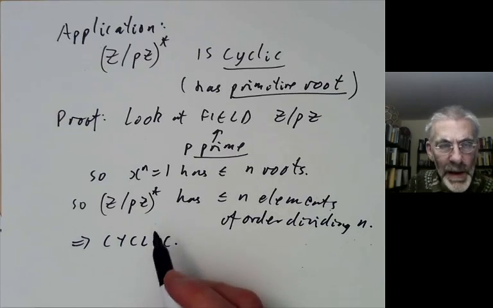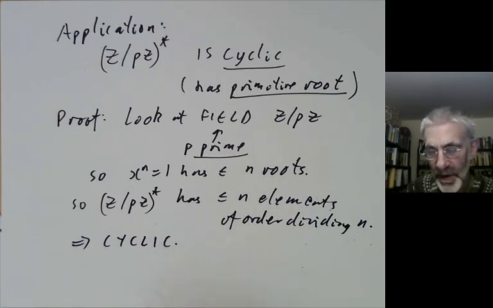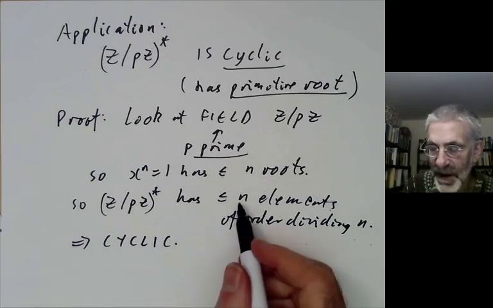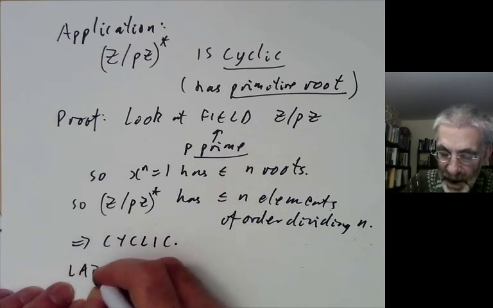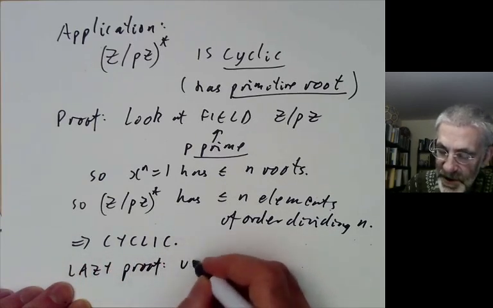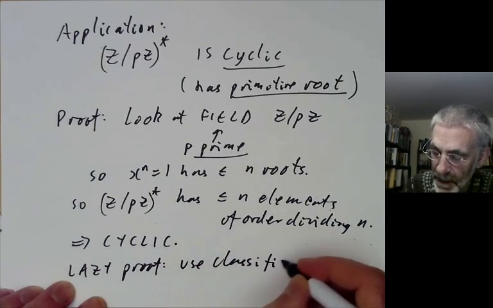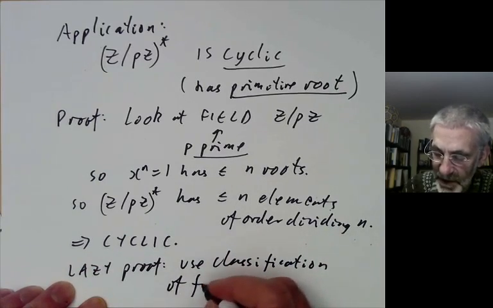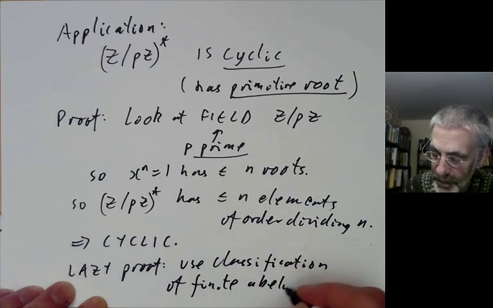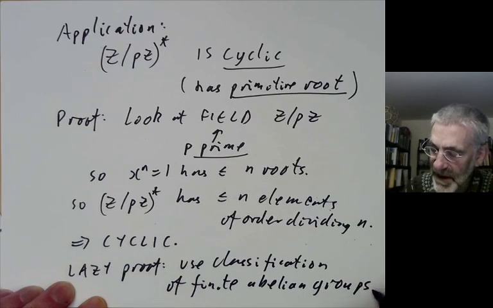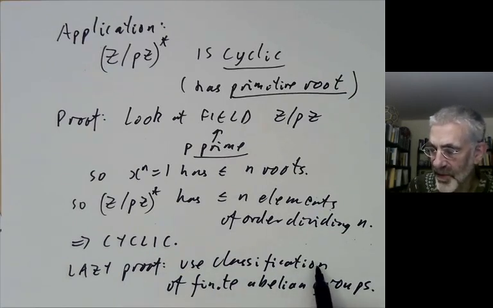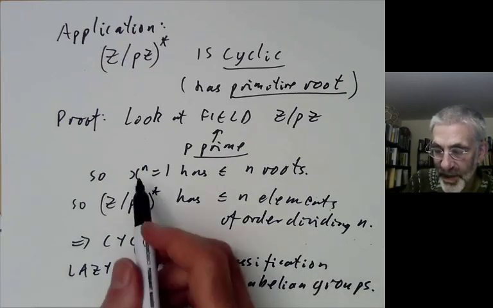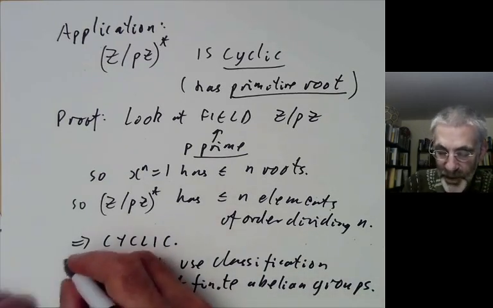So there's a really neat way of doing this by using a clever counting argument due to Gauss, where you carefully count the number of elements of any given order. But there's a lazy way of doing it. The lazy proof is to just use the classification of finite abelian groups. And here you can see that if a finite abelian group is not cyclic, then you can easily see that there's at least some prime p for which there are at least p squared solutions to x to the p equals 1.